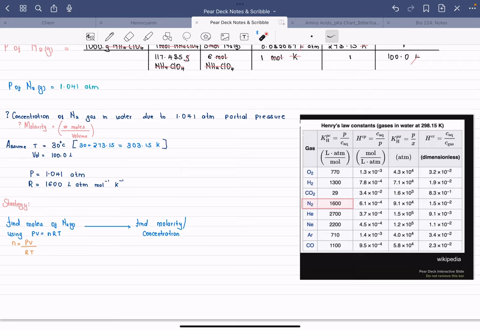So I am gonna assume that my temperature is 30 degrees Celsius, which I convert into Kelvin by adding 273.15, and I get 303.15 Kelvin. And I am gonna maintain the volume we were given at first, which is 100.0 liter. And my pressure is 1.041. And then I got this Henry's law constant of nitrogen in water, which I got from Peer Deck. And I'm gonna use the 1,600 liter atm per mole.